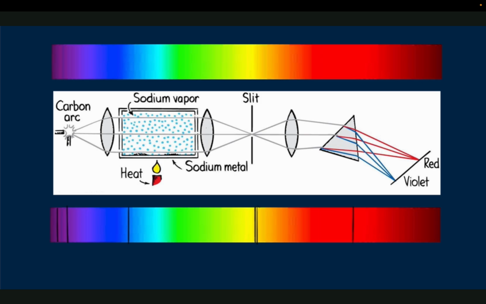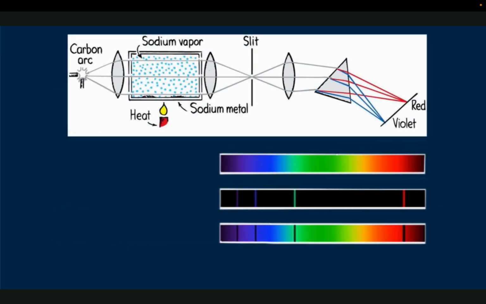When a beam of white light passes through a gas, the atoms of the gas absorb light of selected frequencies from the beam. This absorbed light is re-radiated, but in all directions. So the beam of light that reaches the prism is weak in these re-radiated frequencies. That accounts for the dark lines in the absorption spectrum.